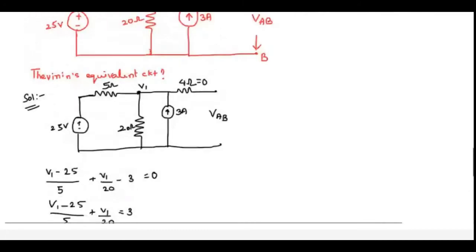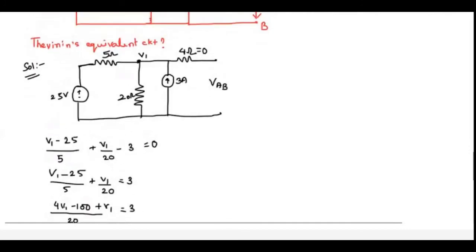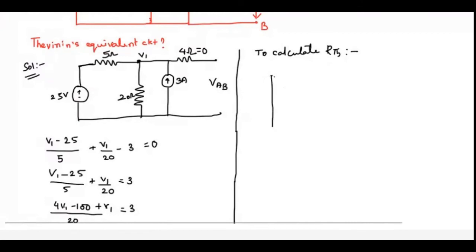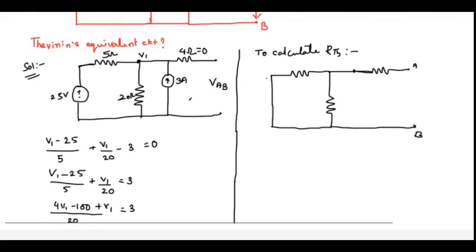Now we need to calculate RTH. To calculate RTH, we need to short circuit all the voltage sources and open circuit all the current sources. This is my voltage source, which I make a short. This is my 5 ohms and this is my 20 ohms. Again here we have a short circuit point, and this is the 4 ohms. This is my terminal A, and the current source is open circuit, so directly I take it as point B.